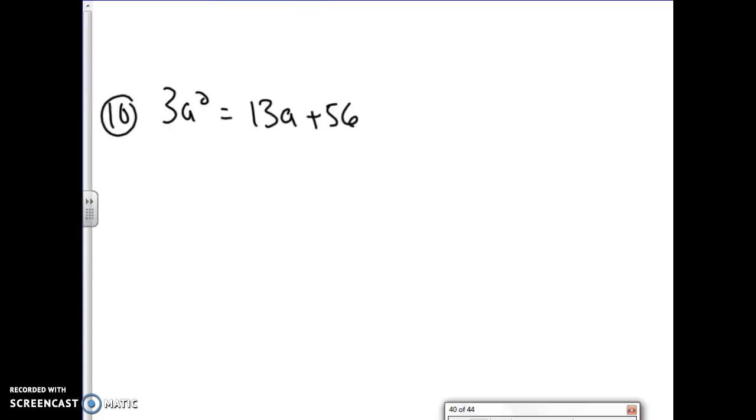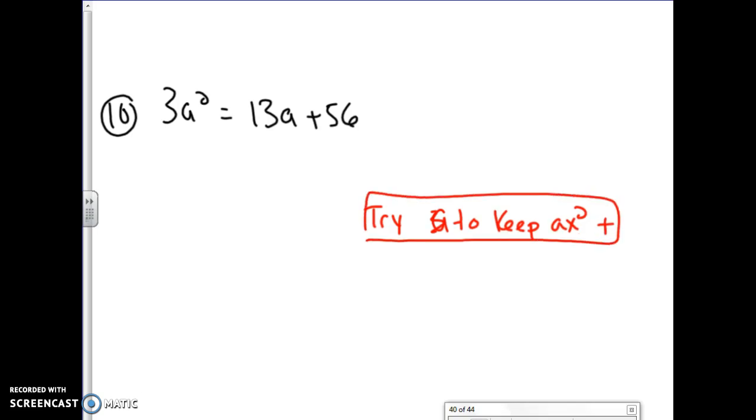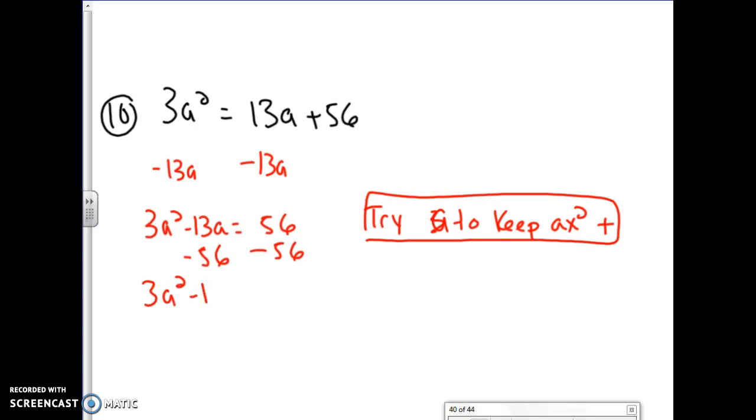All right, so I have 3a squared plus 13a plus 56. Here's what I'm going to tell you: always try to keep the a squared term positive. It's going to make your life easier when we solve this. So even though there's more stuff on the right side as opposed to the left, I'm going to subtract 13a from both sides. So I got 3a squared minus 13a equals 56, and then I'm going to subtract 56 to get one side to be 0. So I got 3a squared minus 13a minus 56 equals 0.